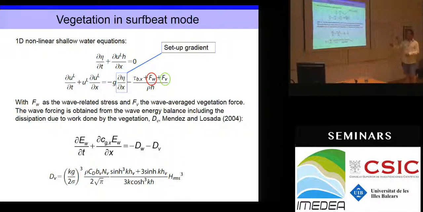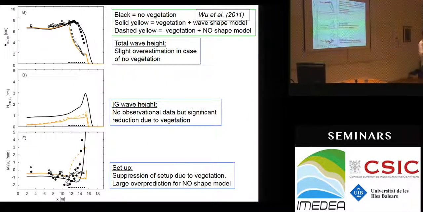So this is something that Mendes and Inigo Losada worked at. If you know the characteristics of your vegetation, and again your drag coefficients, then you can calculate what this dissipation is. I'll show you some examples to give you a feel for it. With that wave energy, you can also calculate what the forcing is because of the waves. All right, so those are the equations, and now I'll try to explain it.